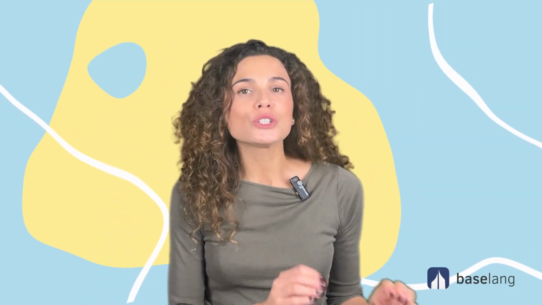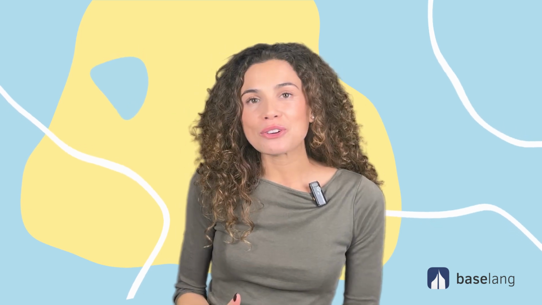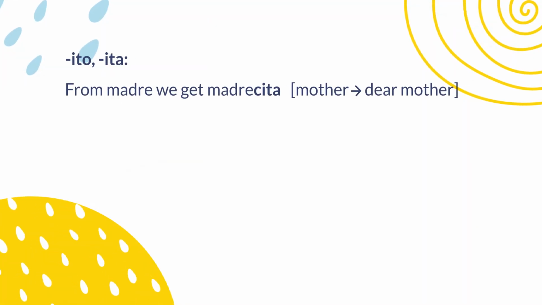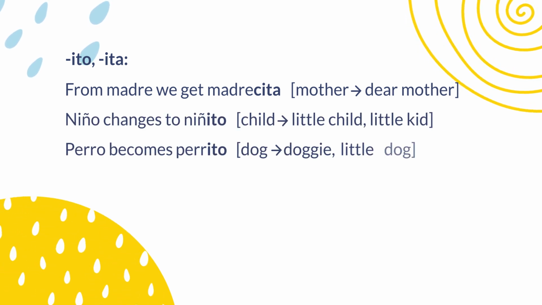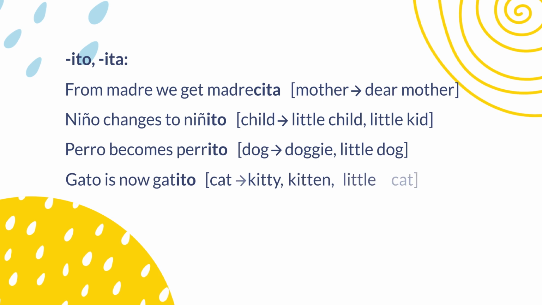We just add -ito to a masculine noun and -ita to a feminine noun. Sometimes we need to add a C for pronunciation, -cito, -cita. Obviously, creating diminutives is very common with people and animals. From madre, we get madrecita, niño changes to niñito, perro becomes perrito, and gato is now gatito.